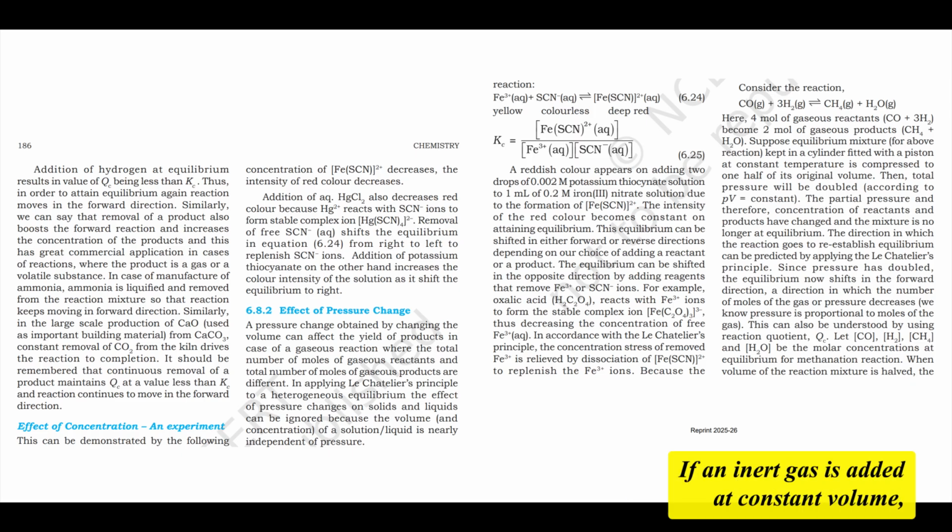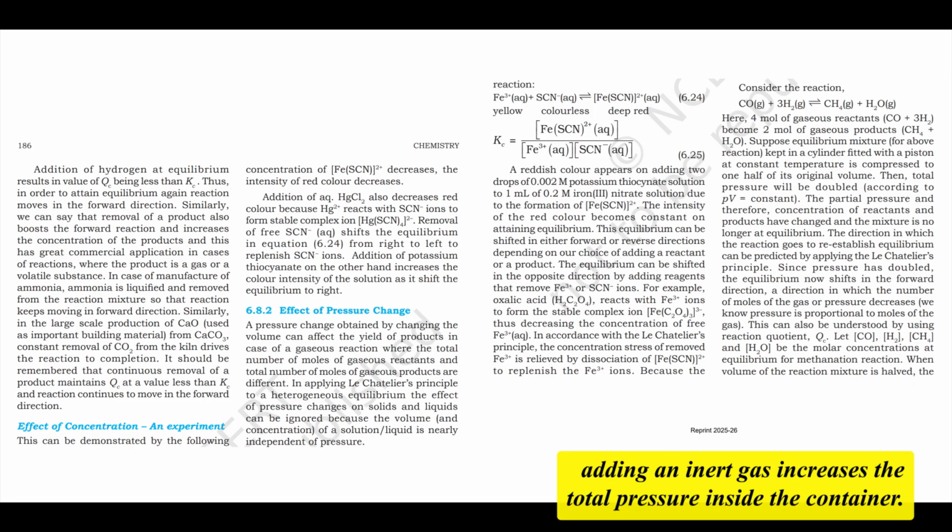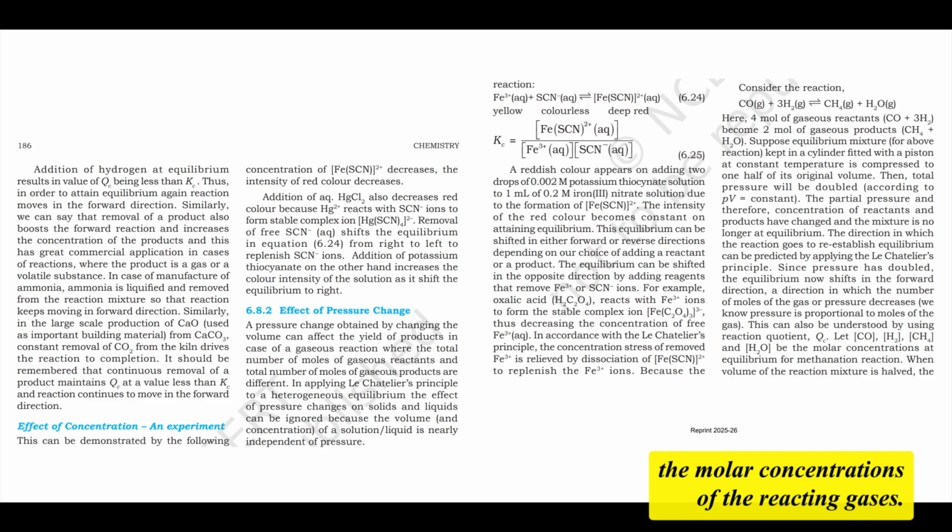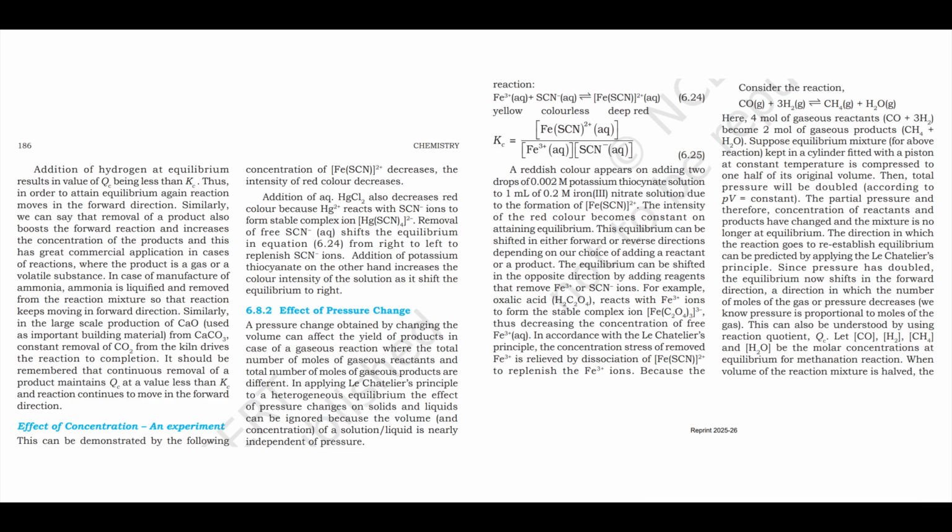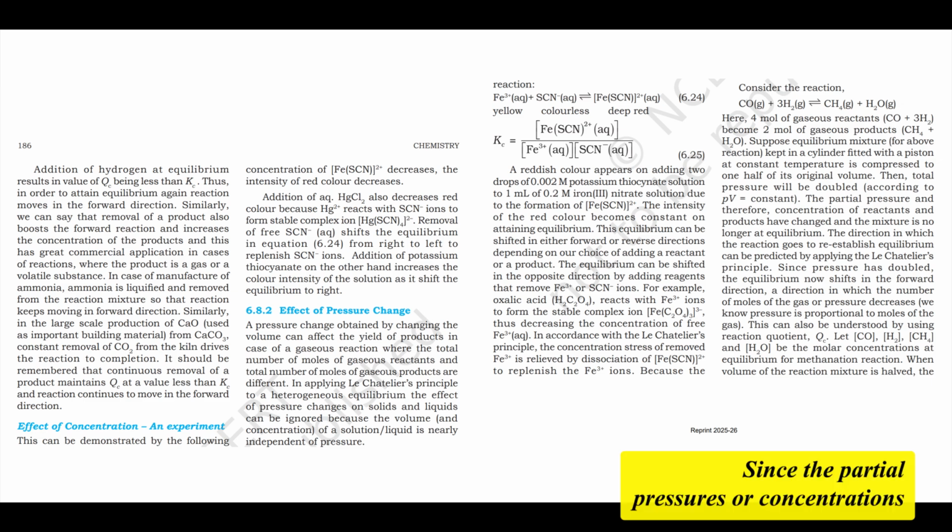If an inert gas is added at constant volume, adding an inert gas increases the total pressure inside the container. However, it does not change the partial pressures or the molar concentrations of the reacting gases. Since the partial pressures or concentrations that go into the Kp or Kc expression remain unchanged, the reaction quotient Q does not change. Therefore, adding an inert gas at constant volume has no effect on the position of the equilibrium.